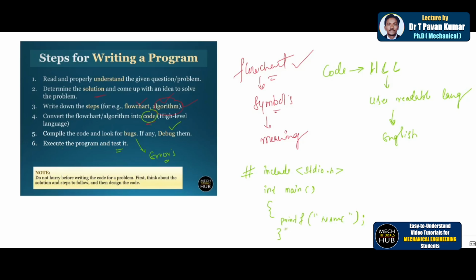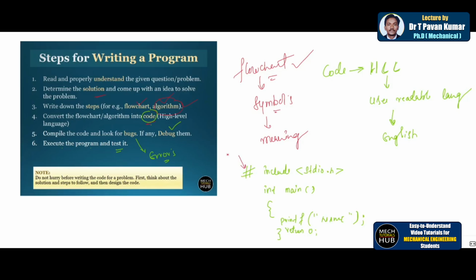Now, before you close the flower bracket, you have to write the return value also. This is the procedure, and this is also important. Return value is very much important. Return 0.